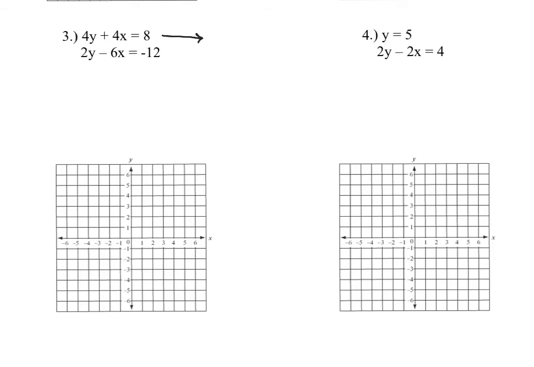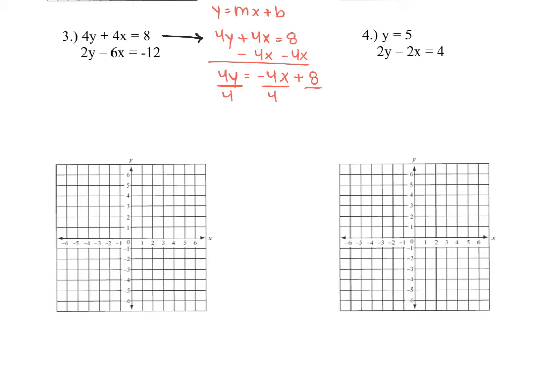I have 4y plus 4x equals 8. I'm trying to get it into the form y equals mx plus b. So I'm going to start by subtracting 4x from both sides. That gives me 4y equals negative 4x plus 8, because remember I would like the x term to come first. I'm then going to divide everything by 4. That gives me y equals negative 1x plus 2. It's now in slope-intercept form, so I can identify the slope and the y-intercept.